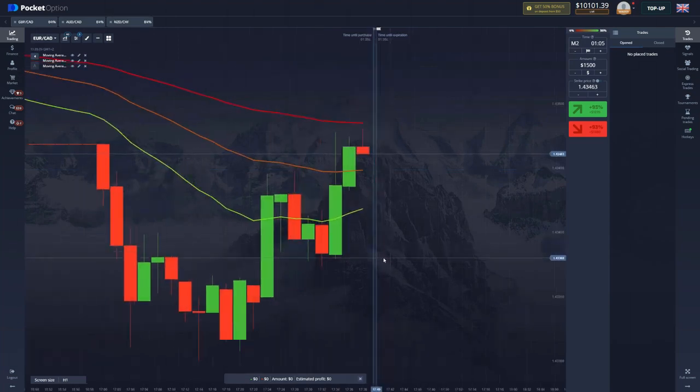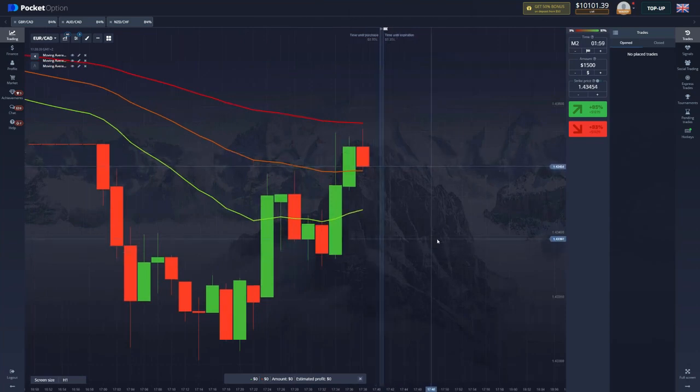Now, let's look at the Euro-Canadian trading pair and go over the key features to identify the entry points. First, the market is in the downtrend.